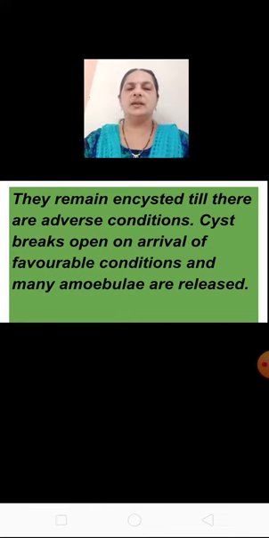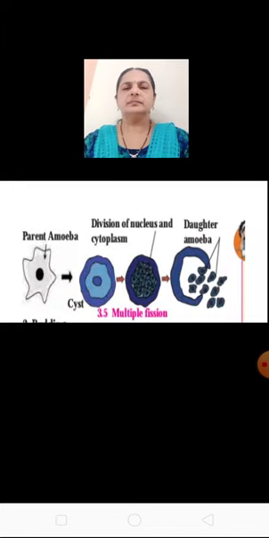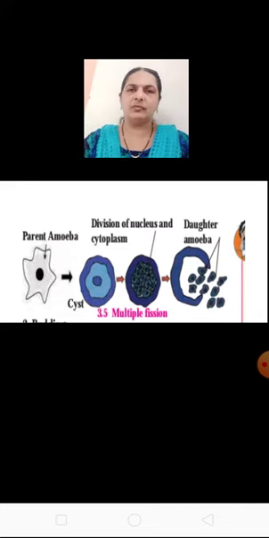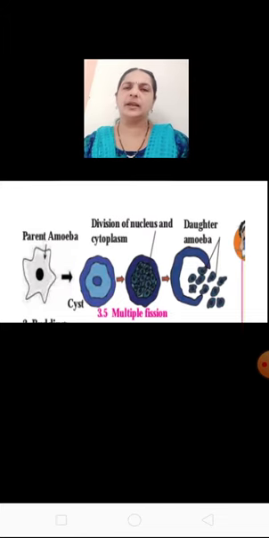So what happens, you can see here. Amoeba under favorable condition will undergo binary fission. Under unfavorable condition, what will happen? That means when there is lack of food or any adverse condition, they will not form the pseudopodia, and they will form a cyst, and inside there is a protecting cover. You can see the second figure over here. It is a cyst. Inside that itself you can see the nuclear divisions as well as the cytoplasmic division taking place, and many amoebulae are formed.